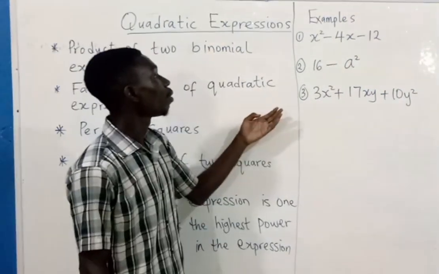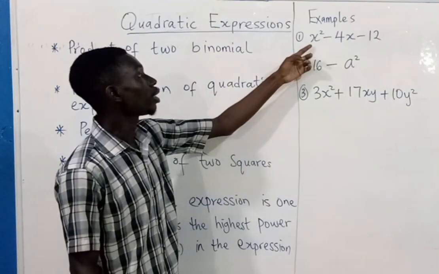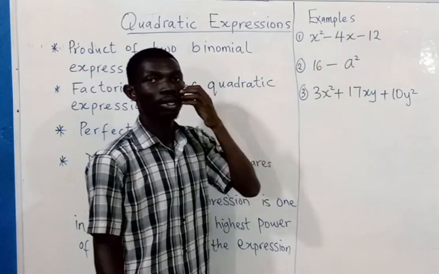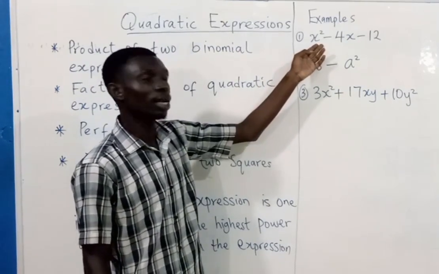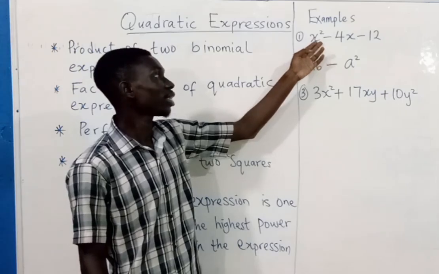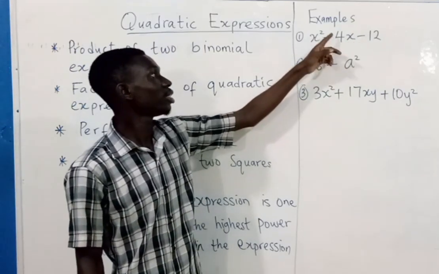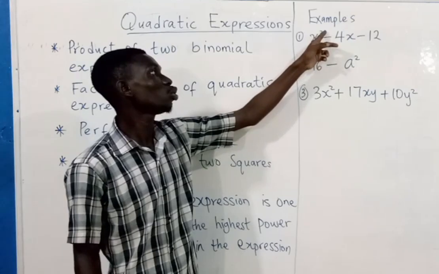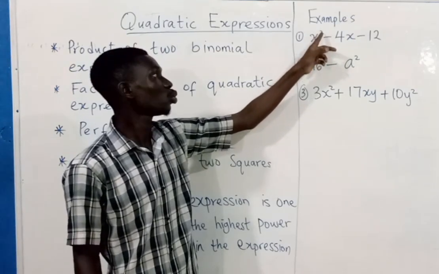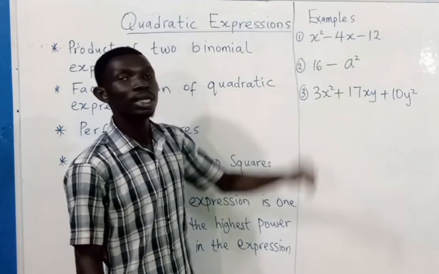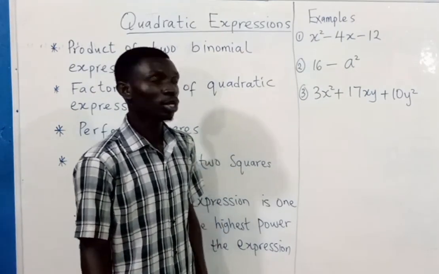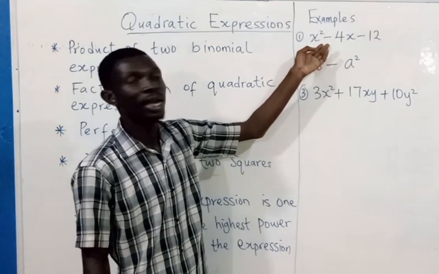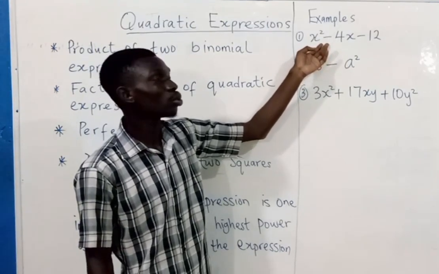We have number 1, s squared minus 4s minus 12. This is an example of a quadratic expression. It has 3 terms. But you see, the degree or the highest power of this expression is 2. The highest power is 2. And so this is a quadratic expression. You see, it's an expression because it's lacking an equal to sign.